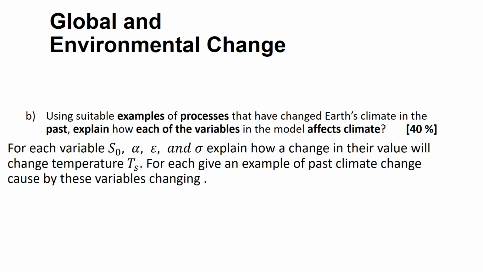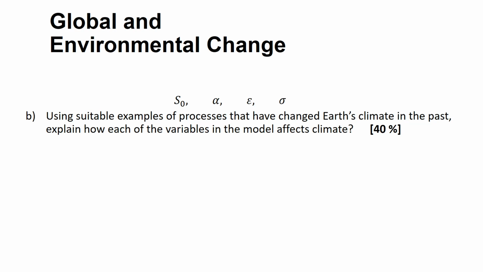I've rewritten this question in another way. For each variable, and I've been specific about for each variable, how a change in its value will change temperature. In this case, I've said that temperature is the climate parameter that we are looking to reconstruct, or to model. So give an example of each one of these things. We'll go through basically each of the symbols.